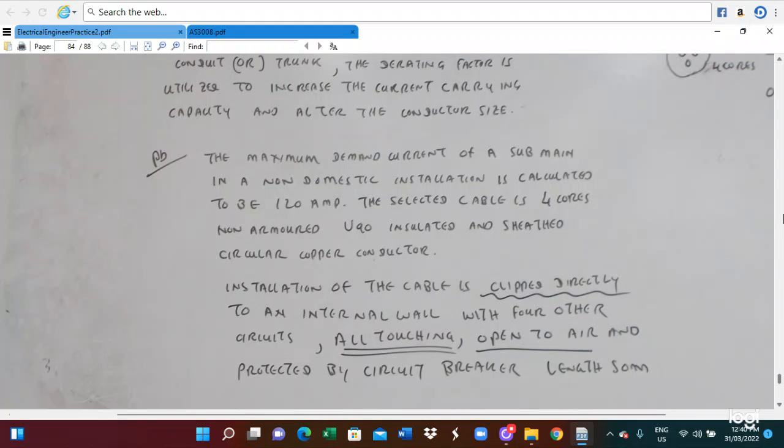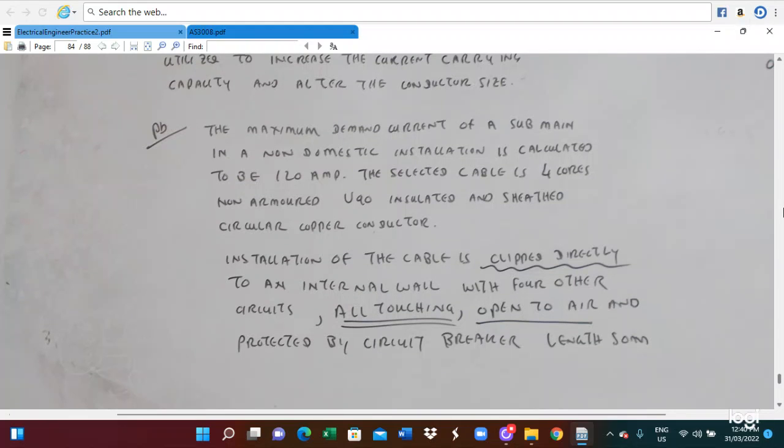Okay, so based on this one, we select this problem here. The maximum demand current of the sub-main in the non-domestic installation is calculated to be 120 ampere. So this is the maximum demand current, 120 ampere. The selected cable is a 4-core non-armoured V90 insulated and sheathed circular copper conductor. The installation of the cable is clipped directly to the internal wall with 4 other circuits, all touching, open to air and protected by the circuit breaker.